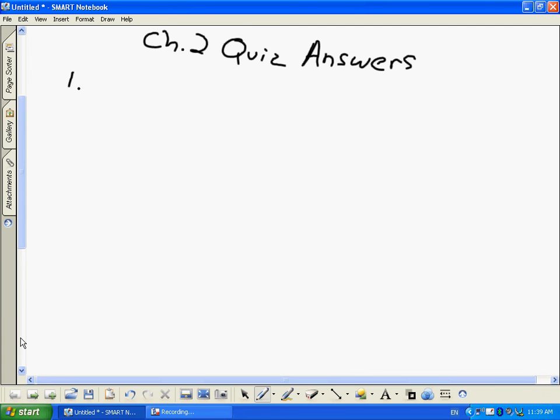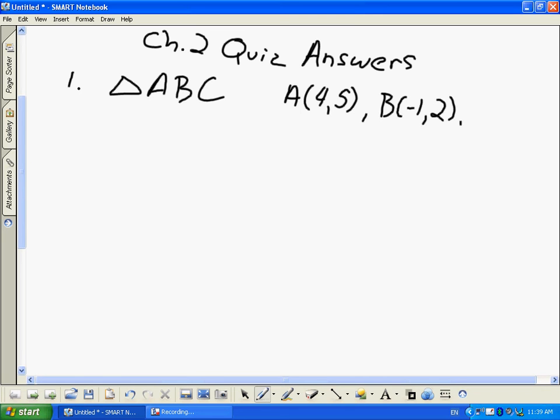Very first question says, triangle ABC has these three vertices. So we have triangle ABC. The vertices are at A (4, 5), B (-1, 2), and C (5, 1). It says to classify the triangle as equilateral, isosceles, or scalene, use side length. So there's a hint in that. It's telling you side length.